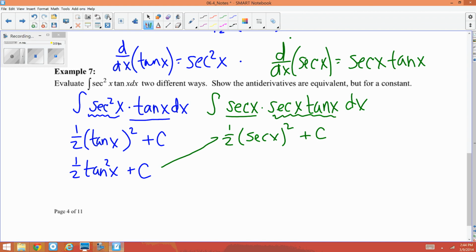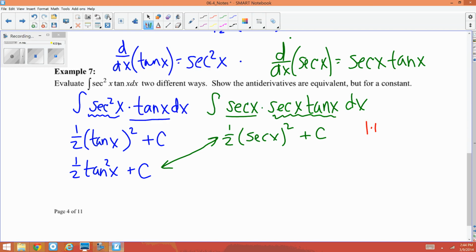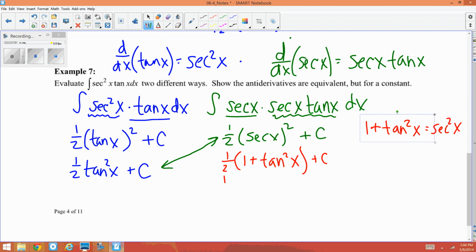Now it says that these are the same if only off by a constant. All right, and this is where one of those wonderful trig identities that I'm sure you remember, 1 plus tangent squared of x equals secant squared of x. Alright, so I'll show you that it's only off by a constant. Instead of writing secant squared, I'm going to write 1 plus tangent squared of x. Alright, and then I'll distribute that out. This almost looks the same, right? Except for this 1/2 here, but that's just a constant. So you can think about it as like c plus 1/2.